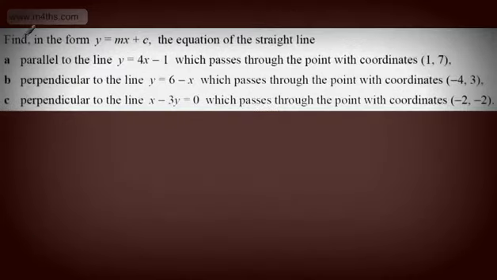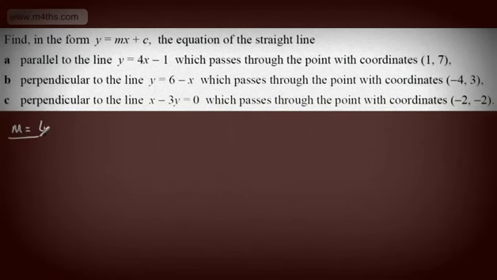Okay, let's move on. We need to find, in the form y is equal to mx plus c, so the straight line equation, the equation of the straight line A parallel to the line y is equal to 4x minus 1, which passes through the point with coordinates 1, 7. Okay, this part of the video requires you to understand how to find the equation of a straight line. We can do this anyway. Straight off, we can see that the gradient, which is our m value, is going to be equal to 4.